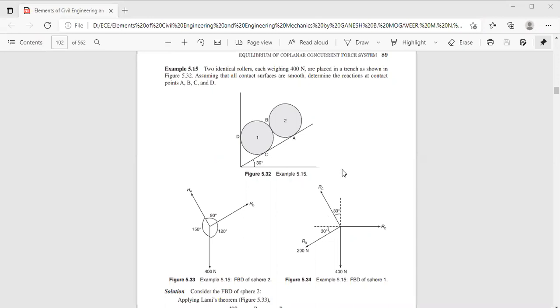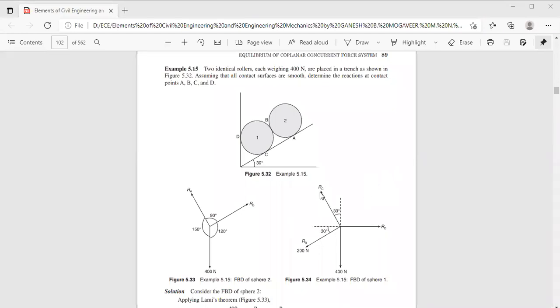Now put the first condition, sigma Fx is equal to 0. Take a piece of paper and pen. Sigma Fx is equal to 0. RD minus RC cos 60 or sin 30. Either you can resolve with respect to y-axis or x-axis. So sigma Fx is equal to 0: RD minus RC cos 60 or RC sin 30 minus 200 cos 30 is equal to 0.